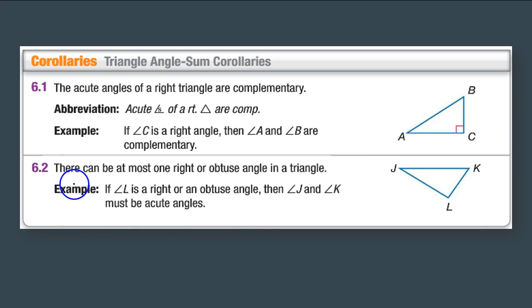Corollary 6.2 says there can be at most one right or obtuse angle in a triangle. So for our example, if angle L is a right or an obtuse angle, then we know that angle J and angle K must be acute angles. And this just goes back to that we know all triangles add up to 180 degrees, so it's very particular on certain things that can be within those degrees for the triangles.